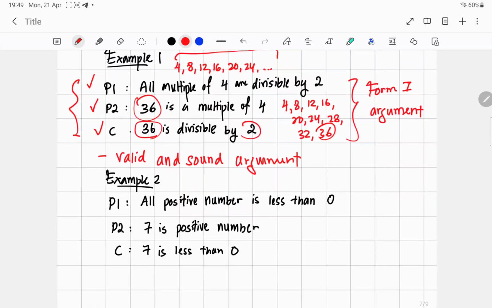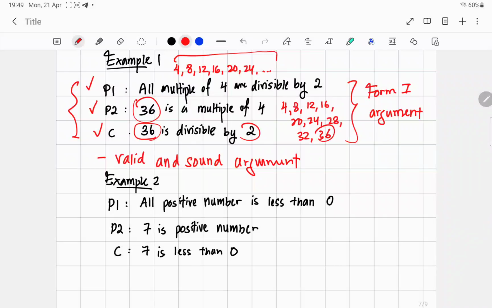Okay, next, example 2. In example 2, you need to check whether it's valid or not. All positive numbers, so positive number is A. Less than 0 is B. So 7 is the new thing, C. C is a positive number, which is A. So C is A. Okay, no problem.